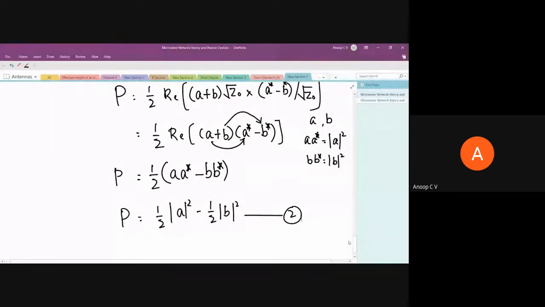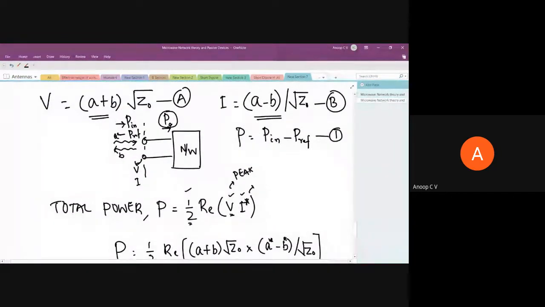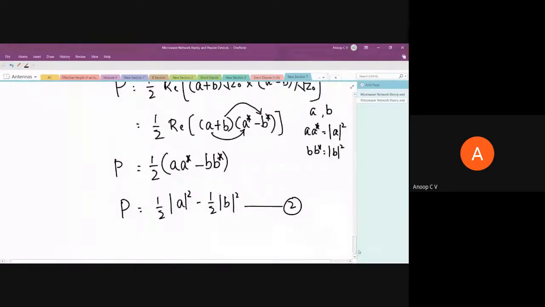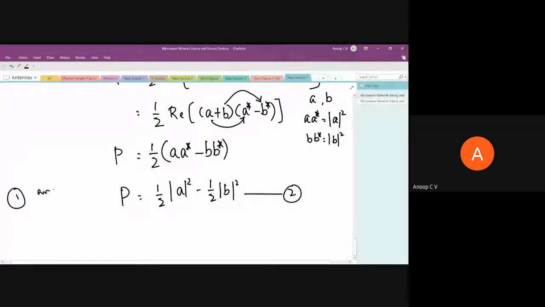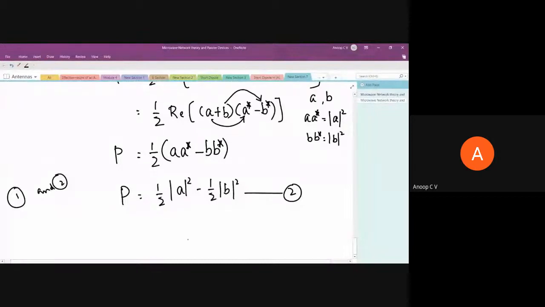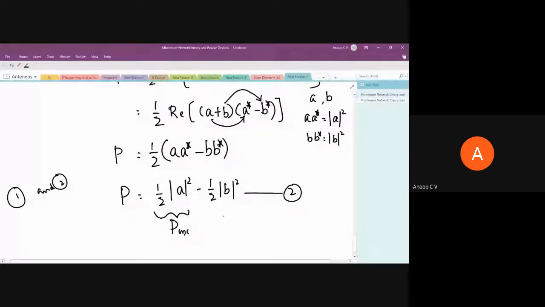So I had equation number 1. It said power is equal to P incident minus P reflected, right? Now equation number 2 says it is equal to this. If you compare equation 1 and 2, the left hand side is the same, so on the right hand side this has to be P incident and this has to be P reflected.